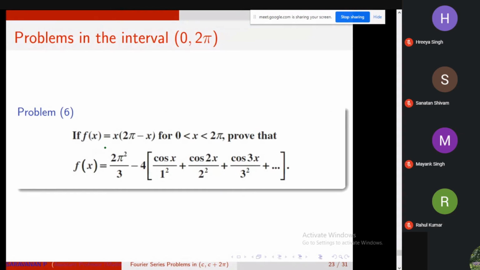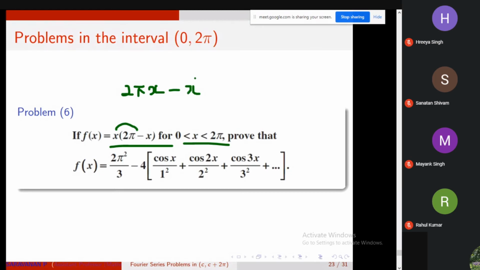Next problem is this one, x into 2 pi minus x, in the interval 0 to 2 pi, so you have to compute all the coefficients. First you multiply by x inside and write it as 2 pi x minus x square. So write 2 pi x, it is a polynomial, so 2 pi x minus x square.